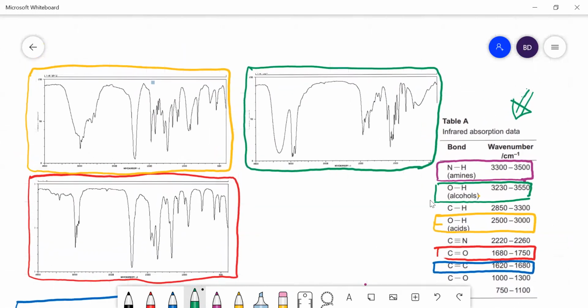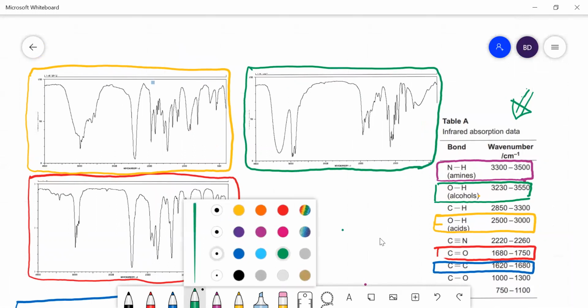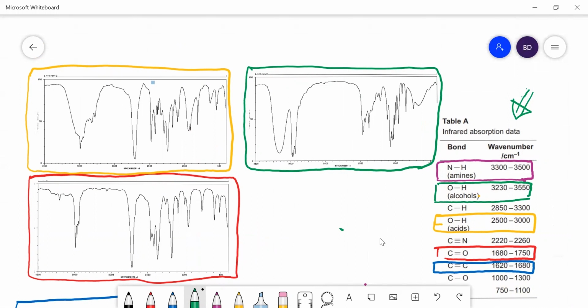Now, I think I mentioned alcohols already, which is the green one here. Okay, alcohols, it's a giveaway. It's the OH in alcohol, and it's right next to the CH peak, so you get this double peak there, in that left-hand side of the spectrum. That's an alcohol. That's very easy to spot.